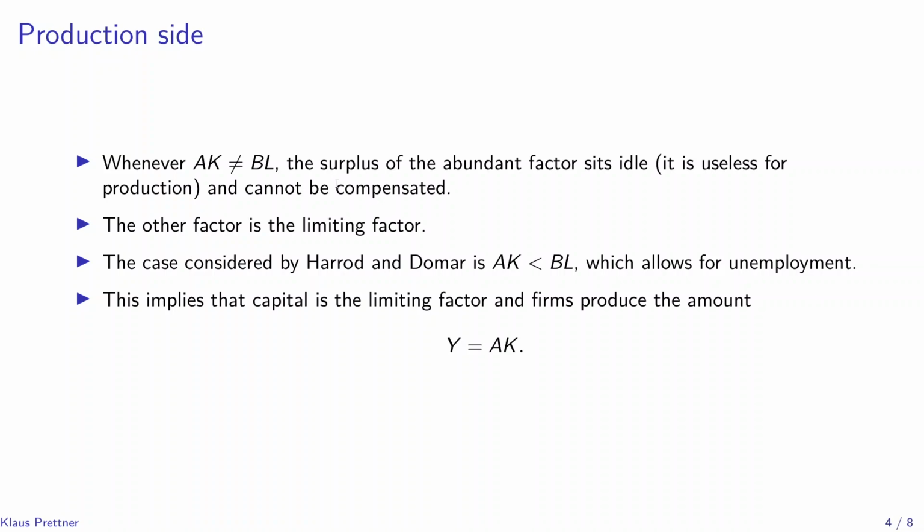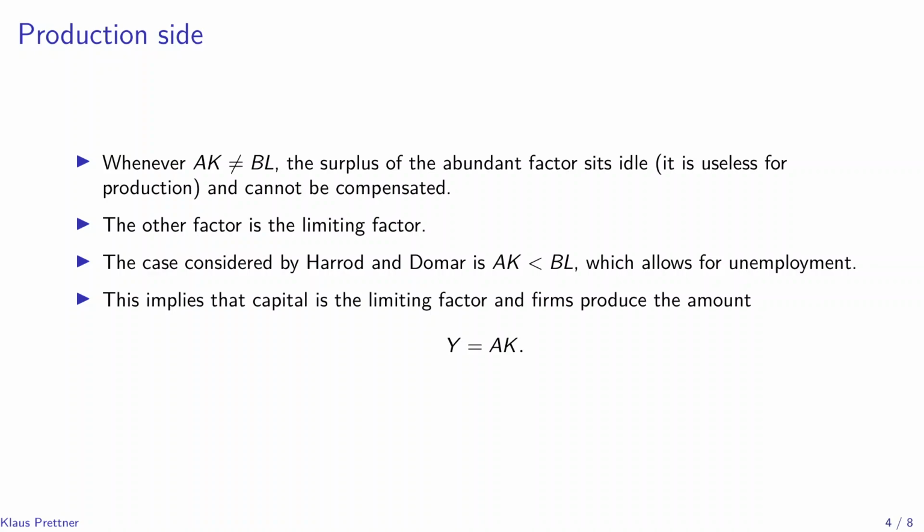So whenever A times K is not equal to B times L, then, as I said, there is a surplus of the abundant factor, the one that is in more abundant supply. And this factor then, or at least the surplus of this factor, cannot be used for production, sits idle, and cannot be compensated, so it does not earn an income. The other production factor is then the limiting factor, the one that limits the production process.